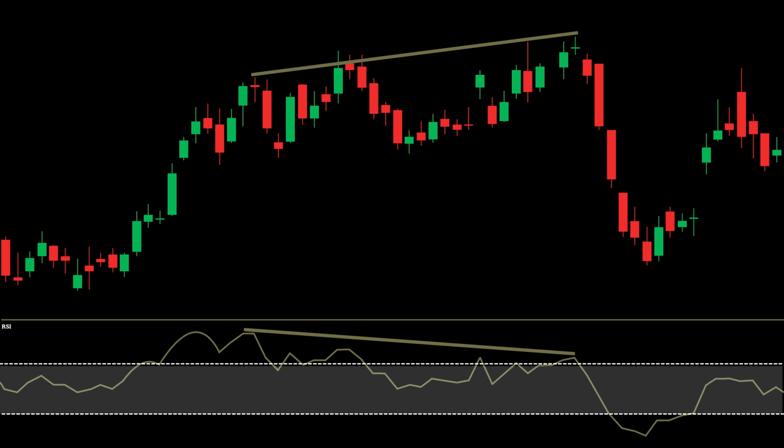So, up to this point, we've understood the formation of divergences. Now, let's see how we can trade divergence by combining it with price action. Remember, you should never take a trade based only on a single divergence. You must confirm it with other tools like trend lines, breakouts, and support, resistance levels. Let's see how to draw a trend line.